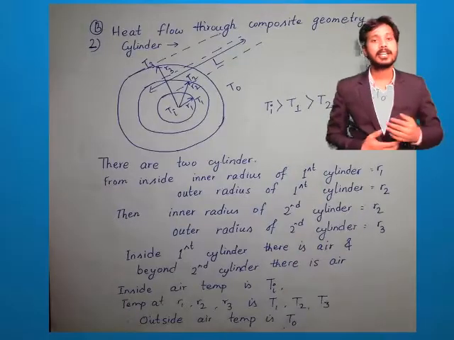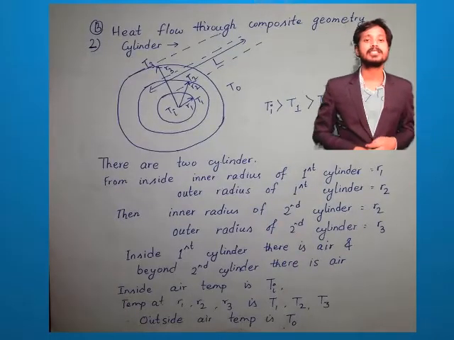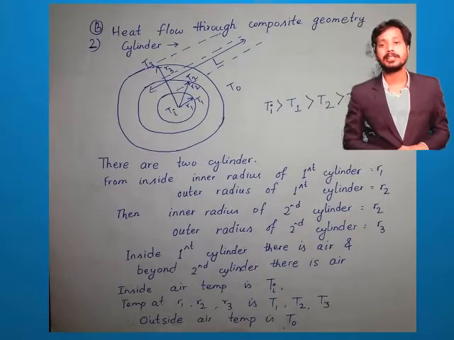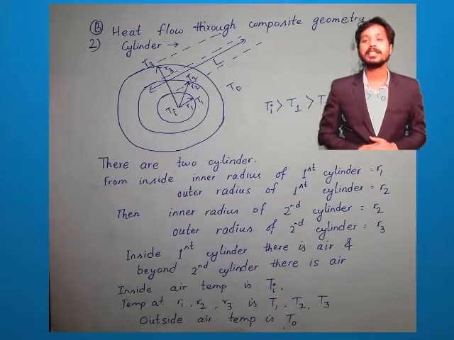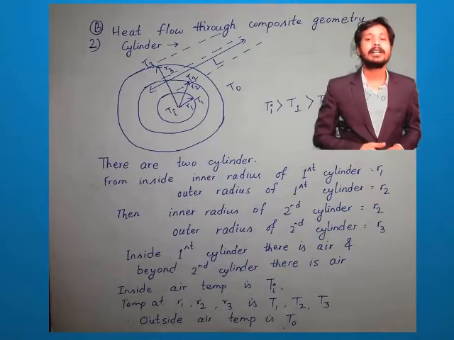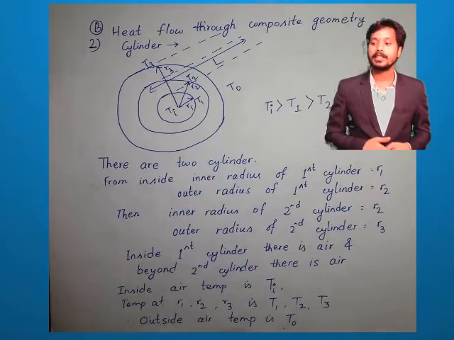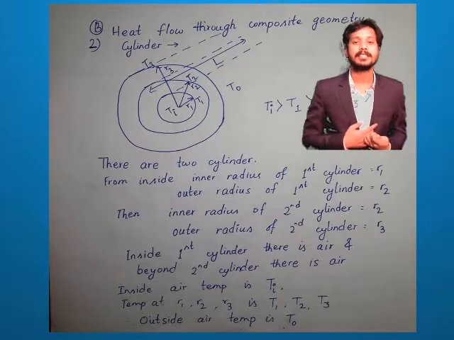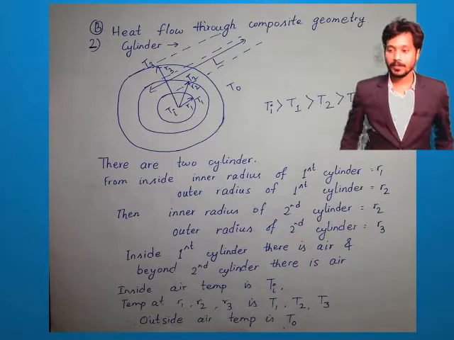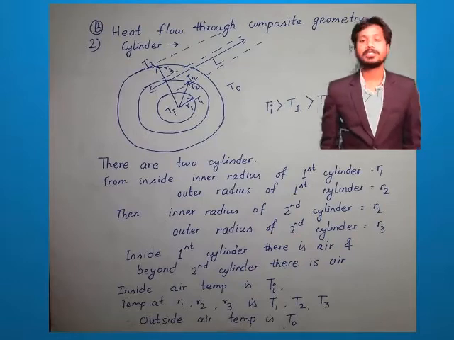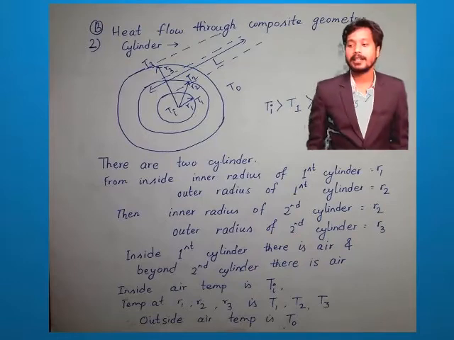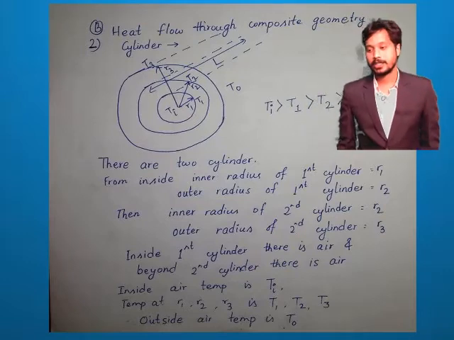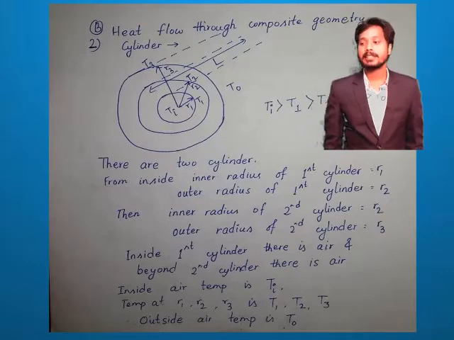the outside temperature is T0. So you can see here there are two cylinders. The inner radius of the first cylinder is R1, the outer radius of the first cylinder is R2, the inner radius of the second cylinder is R2, and the outer radius of the second cylinder is R3. Inside the first cylinder there is air, and outside the second cylinder air is present. So the inside air temperature is Ti.